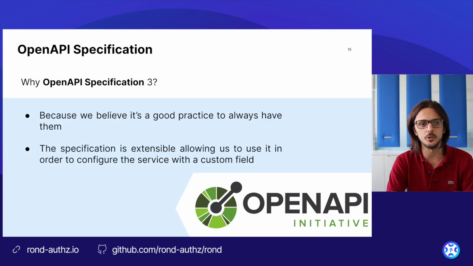Why we decided to use OpenAPI specification? Because we believe that it's a good practice to always have OpenAPI specification together with your code, and because the specification itself is extensible and allows us to define custom properties used to configure Rönd without needing an additional configuration file.